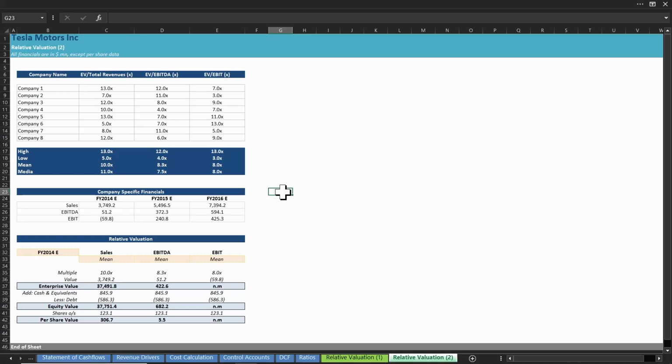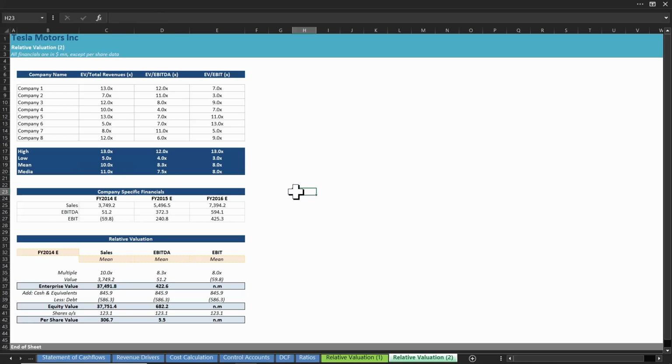Next, we calculate the high, low, mean and median value of these ratios in cell range C17 to E20. High value in cell C17 can be calculated using the max function, low value in cell C18 using min function, mean value in cell C19 using average function, and median value in cell C20 using median function. Now source revenue, EBITDA, and EBIT for 2014 to 2016 forecast period and link them in cell range C25 to E27 as shown here.